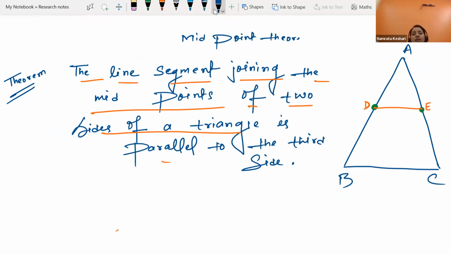It is very clear from the statement itself that if you are joining the midpoints of two sides of a triangle, the line which you will be getting while joining it will be parallel to the third side of the triangle.